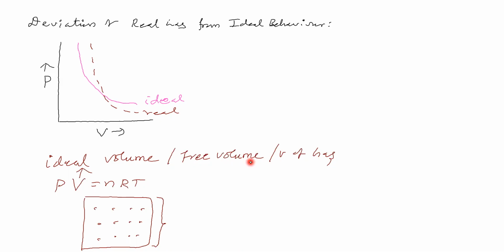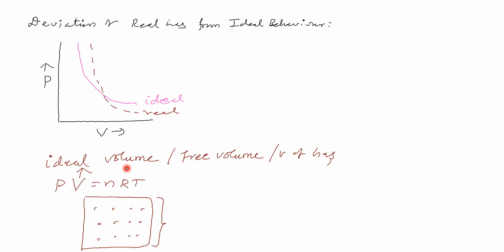Free volume means, we will see again. Let us consider this gas molecule. This gas molecule can move freely without any obstacle throughout this vessel, anywhere to anywhere. That is called free volume. That free volume is called ideal volume. Ideal in the sense it is completely isolated.